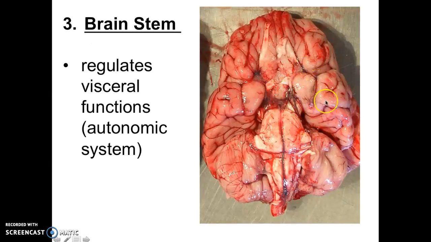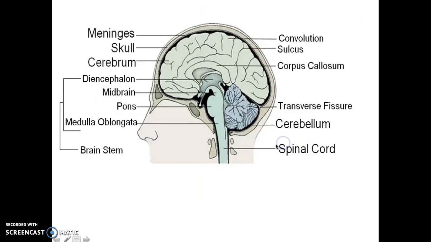Your brainstem, so here we're looking at the underside of the brain. It regulates your visceral function, so that's all your autonomic nervous system. So that'd be your internal organ regulation. Here you can see this would be your cerebrum, your cerebellum, and this would all be your brainstem.